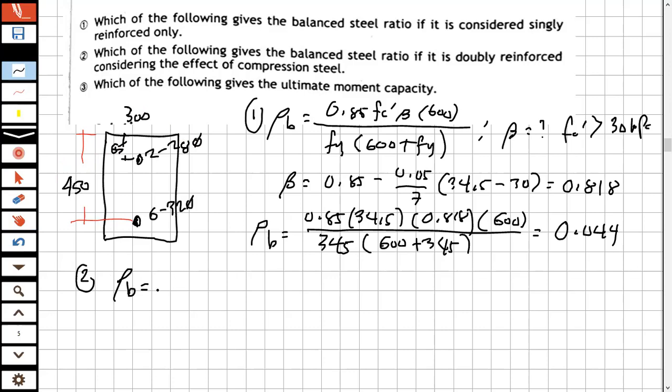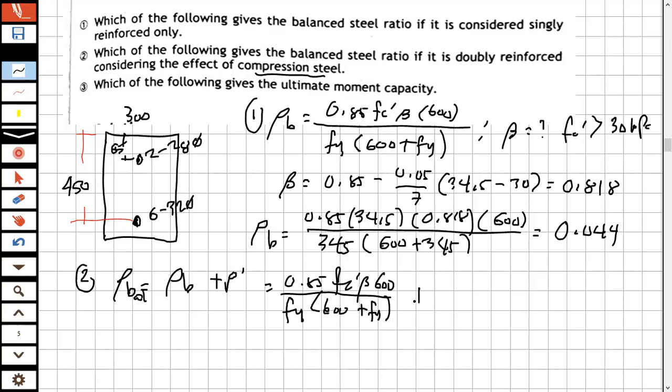Balance, pag nilagay natin, balance pero B plus, balance using considering compression steel. Okay, so this is equal to 0.85 f'c, formula nasa taas, beta 600 over Fy, 600 plus Fy. Okay. Plus A_s' over BWD or BD. Kasi minsan, BW or BD, okay? Or width of the beam. W stands for width. Okay?